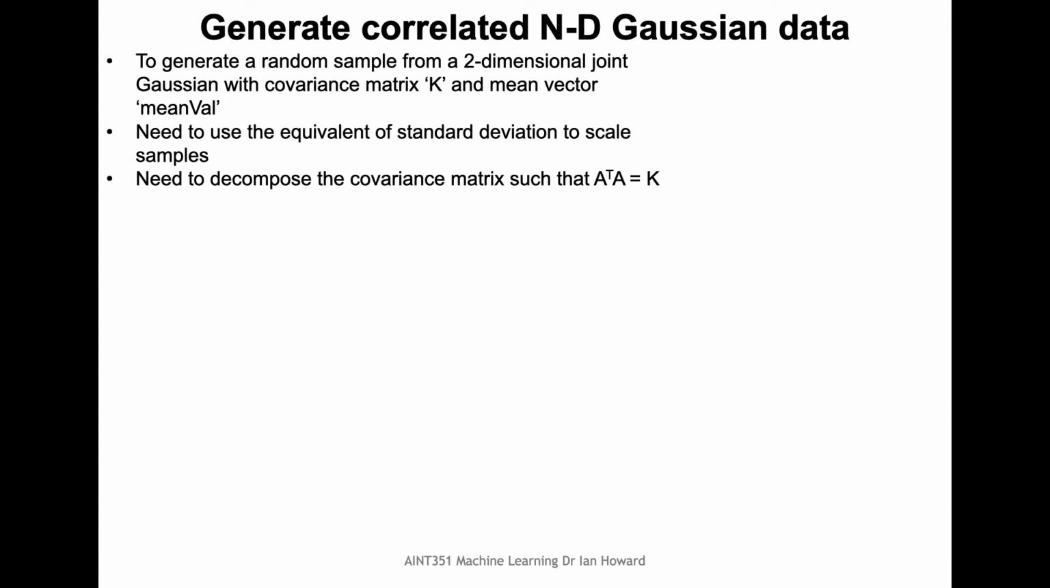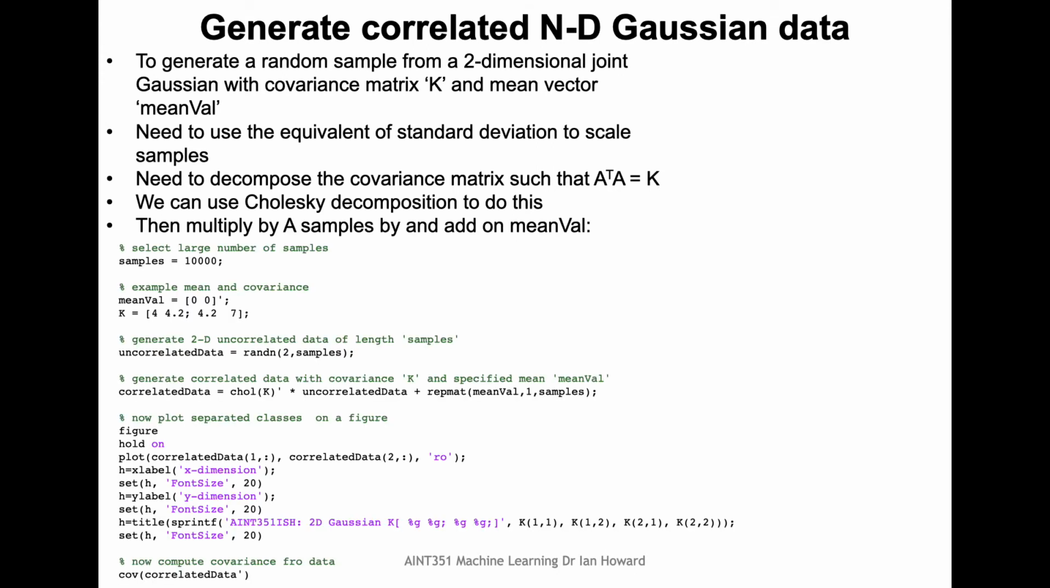Now, we can't just take the square root of K, because K is a matrix, but what we can do is represent K as equal to A transpose times A and solve for A. That's effectively the matrix equivalent of doing a square root. This can be achieved using Cholesky decomposition, by calling the chol command, which will decompose K into A transpose A. And then you just have to be a little bit careful.